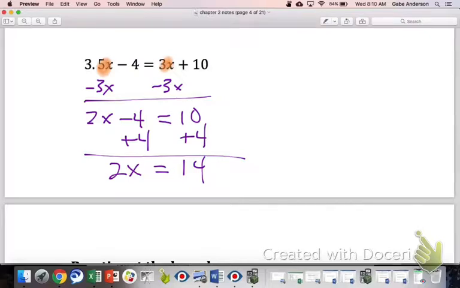Carissa, can you take this one home? Yeah, divide 2 by 2. Divide both sides by 2. Yeah, exactly right. So dividing by 2, dividing by 2. Carissa, what'd you end up with for a final answer? X equals 7. Perfect. Okay.